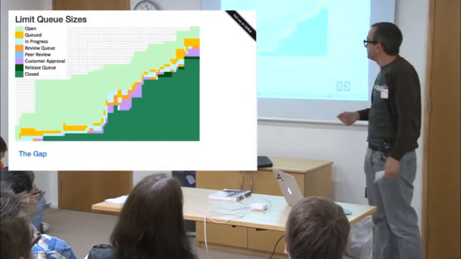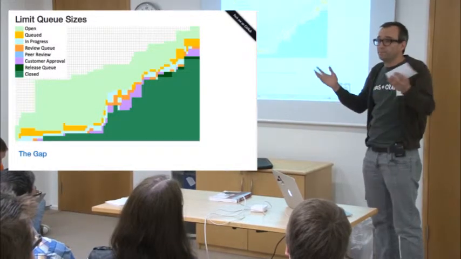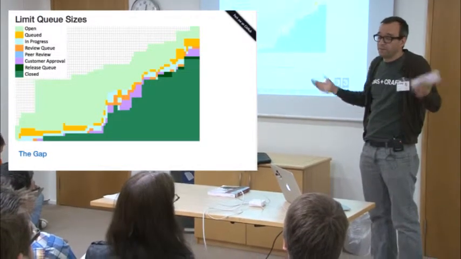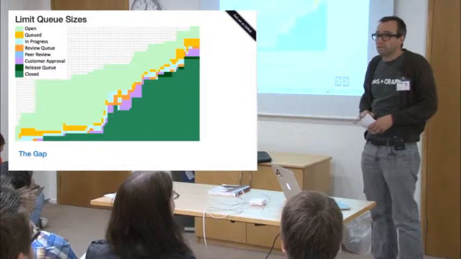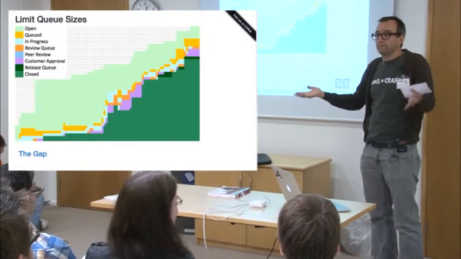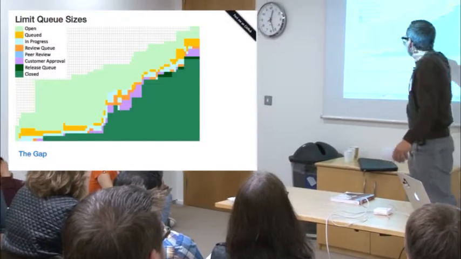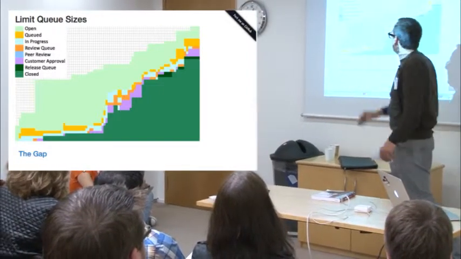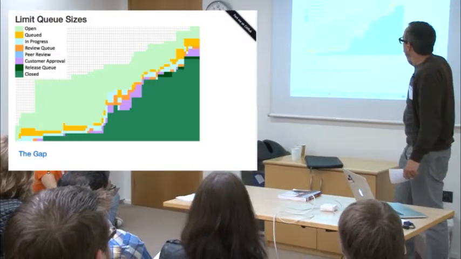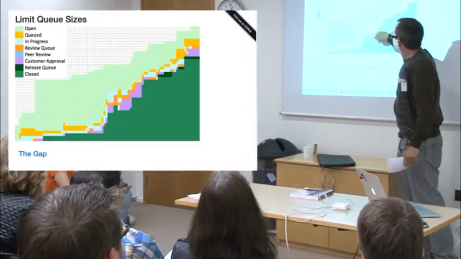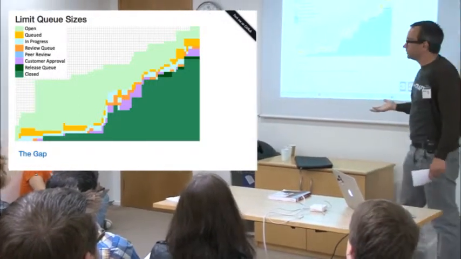But the person who's raised the Jira ticket or had the idea may well think differently. This was often the case: I put a ticket into Jira and when am I going to see it? We haven't yet started actually managing its flow. It's this completely unmanaged flow in the wild. These horrible big purple blocks here are where customer approval wasn't working.